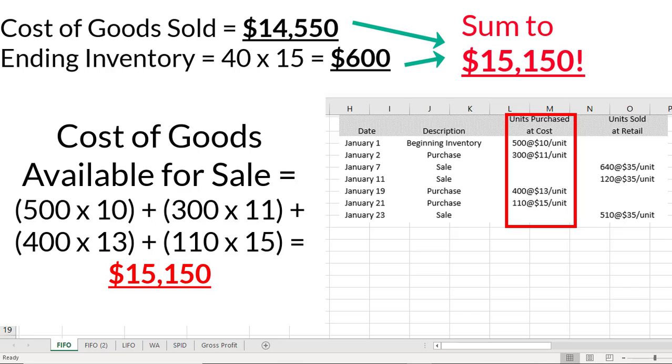So that's a good way for you to check your work, and it works regardless of which inventory costing method you are using.